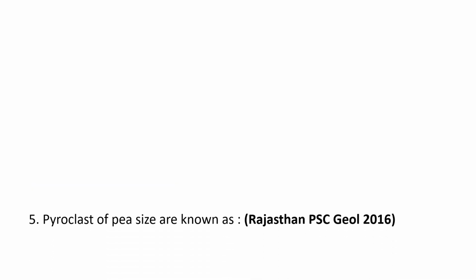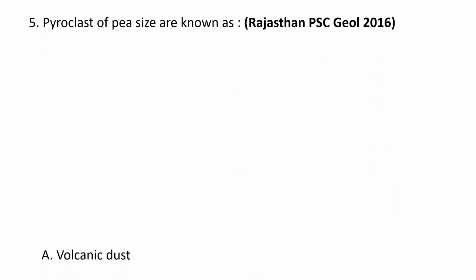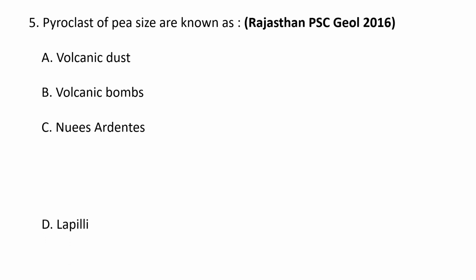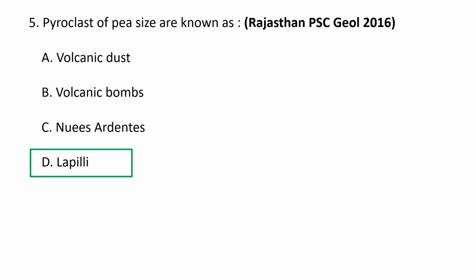Next question. Pyroclasts of pea size are known as A. Volcanic dust, B. Volcanic bombs, C. Nuées ardentes, D. Lapilli. Pyroclasts of pea size are known as lapilli. Lapilli are pea to walnut size pyroclasts, roughly around 2 to 64 millimeters, and they often look like cinders. In water rich eruptions, the accretion of wet ash forms rounded spheres known as accretionary lapilli. So these are the left out materials. So the pyroclasts of pea size are known as lapilli. D is the correct option.